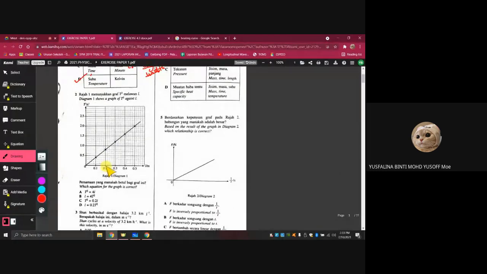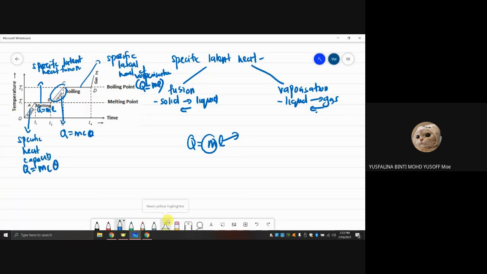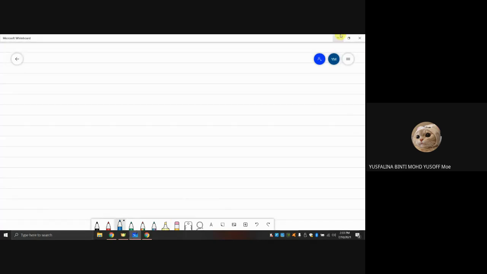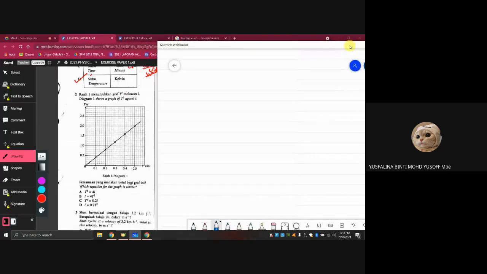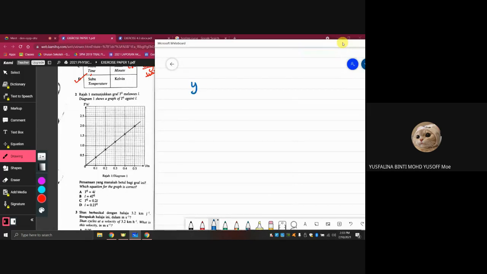Alright, for number 2, some of you got this one wrong. Remember how to form the straight line equation, y = mx + c. So what is y here? You have to see the axis. The title of the y axis is T square. And x is the title for the x axis, that is L. And what is m?